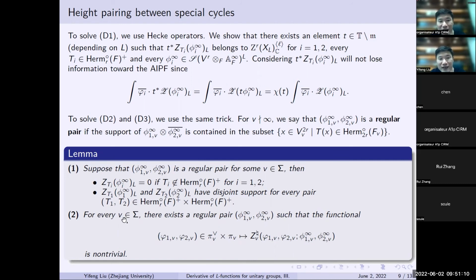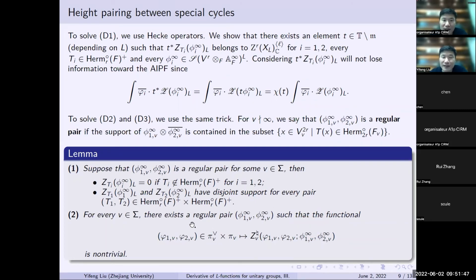For every v in sigma, there exists at least one regular pair, phi1v, phi2v, such that the functional varphi1, varphi2 extends to, so you fix phi1, phi2, and then you change varphi1, varphi2, the resulting functional of normalized local zeta integral is non-trivial. Okay, this is the second part of the lemma. And the proof of this lemma is quite surprising. It uses quite a deep Fourier analysis, non-Archimedean Fourier analysis.